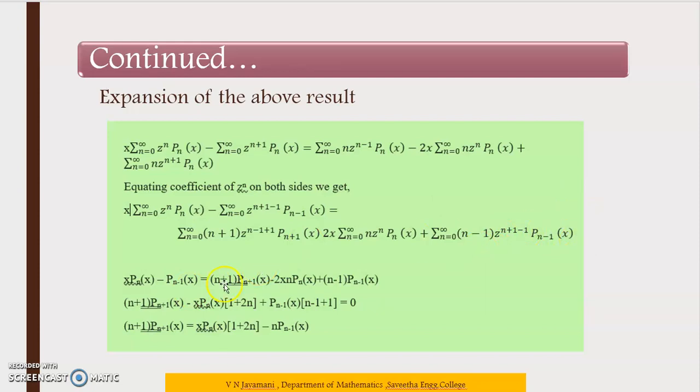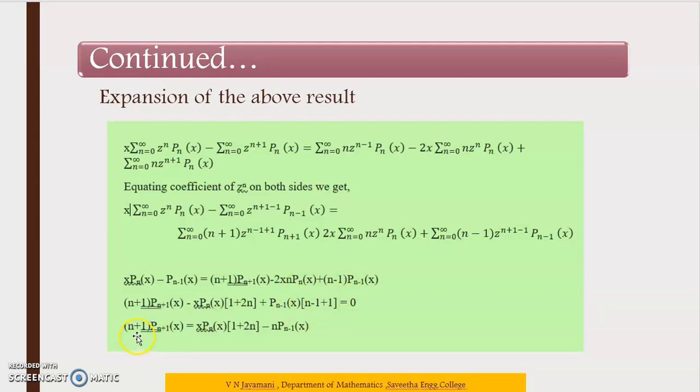Pn-1(x) equal to, here we have (n + 1) into Pn+1(x), minus 2x n into Pn(x), plus (n - 1) into Pn-1(x). Which is equal to, now write this term (n + 1) into Pn+1(x) as it is. Then these two terms we have to add. From these two terms we can take x and Pn(x) outside, so it can be written as 1 + 2n. Then bring this term to the side, we can write n - 1 + 1. Now plus 1 minus 1 will cancel, and we get only n here.